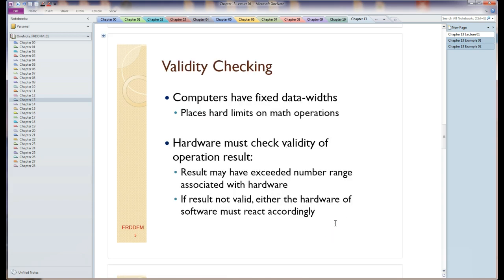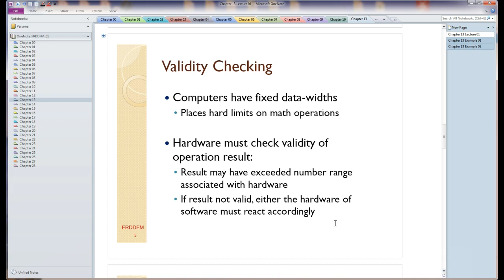Computers have fixed data widths, as we discussed a little bit earlier, which means there's limits on the math operations you can do on a computer. Because of the fixed hardware, not infinite data widths, we're going to have to do a couple things. Number one, we're going to have to check our result and see if it's valid. The validity checks, there's not like one validity check for every operation.